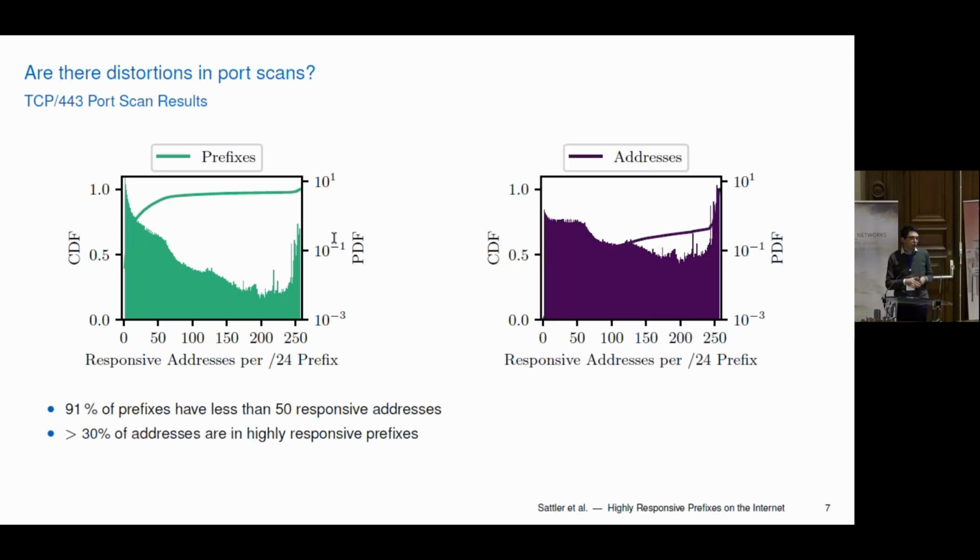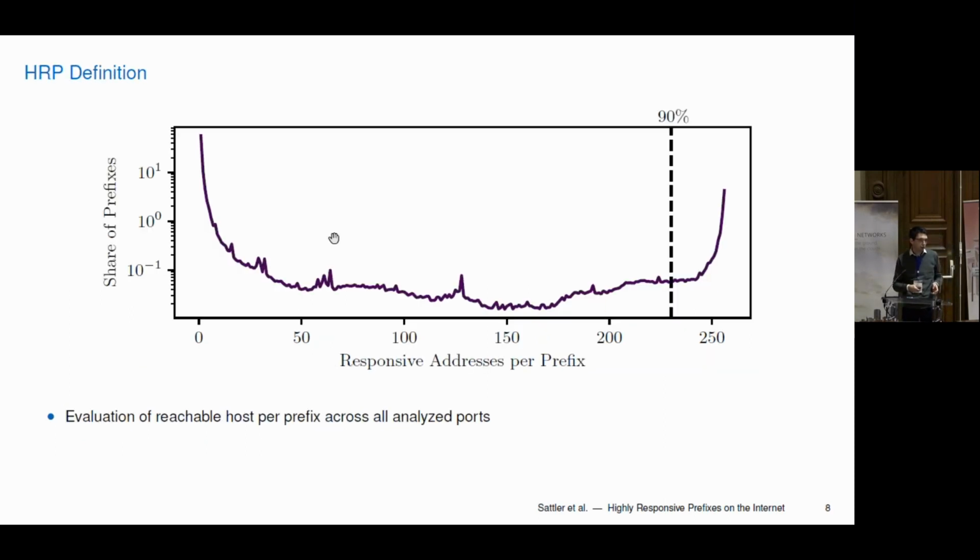If we plot this on an address level, we see that the impact of these less than 3% of prefixes is more than 30% on an address level, so what you actually see in your port scan results. And this was for just TCP 443.